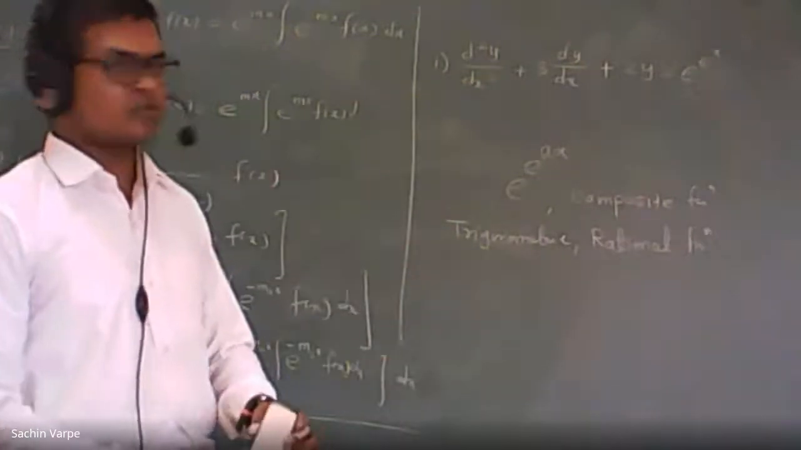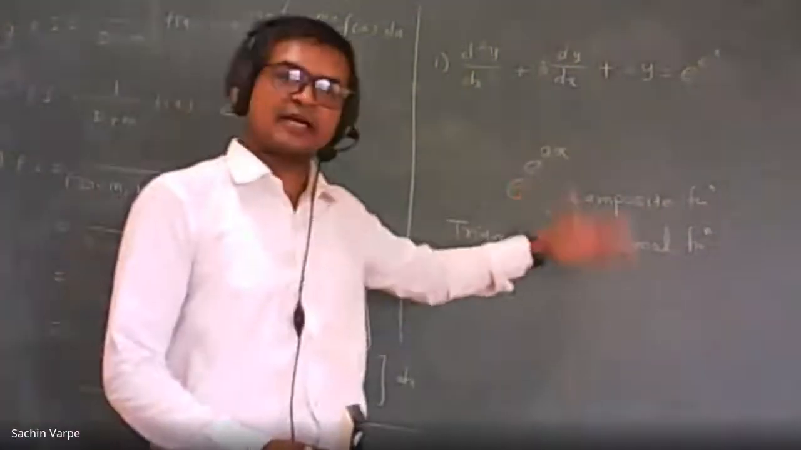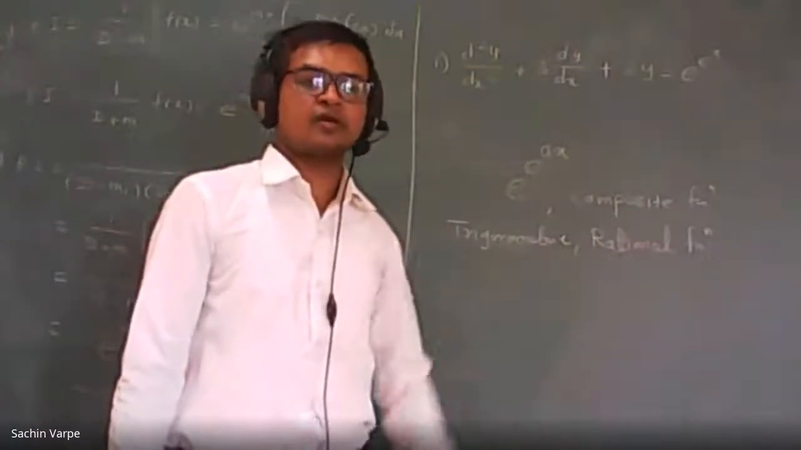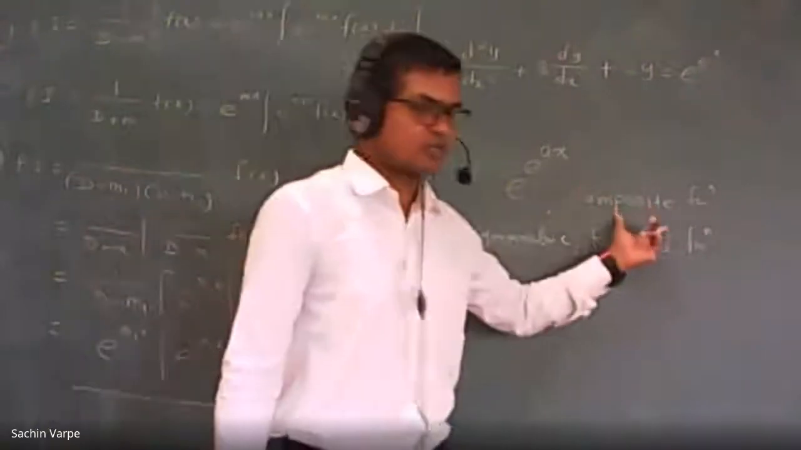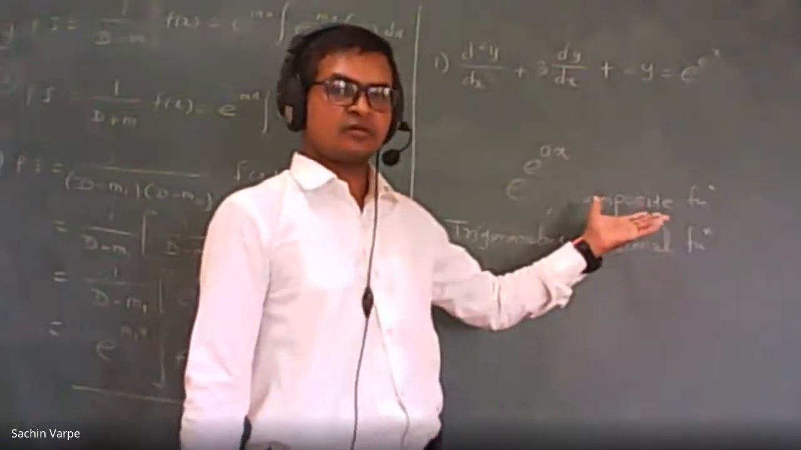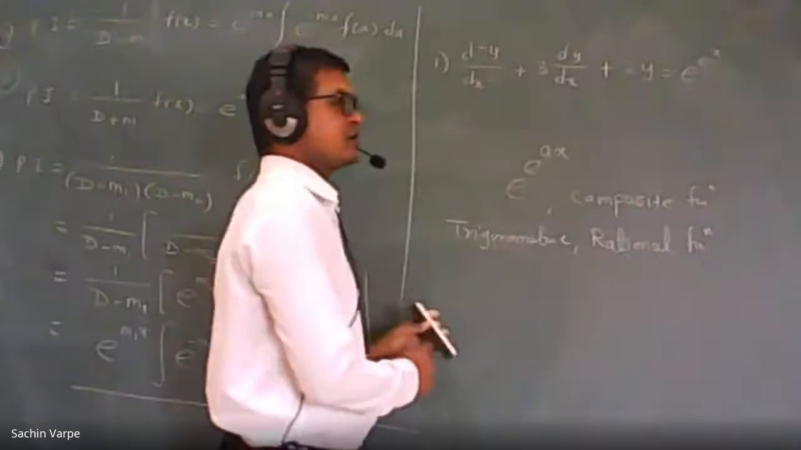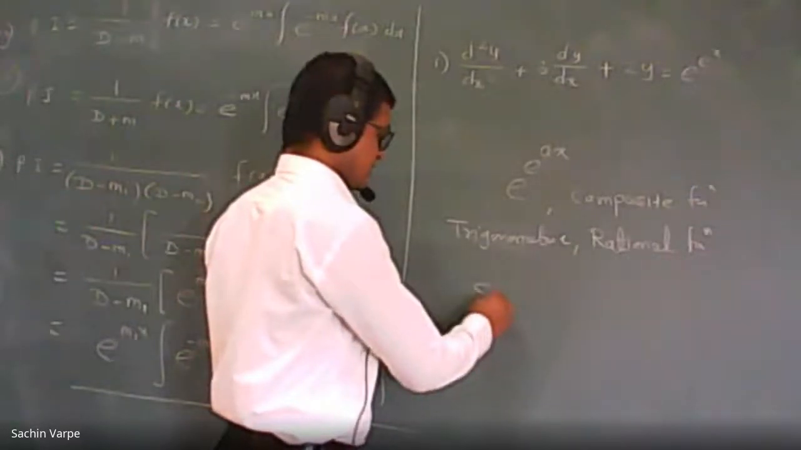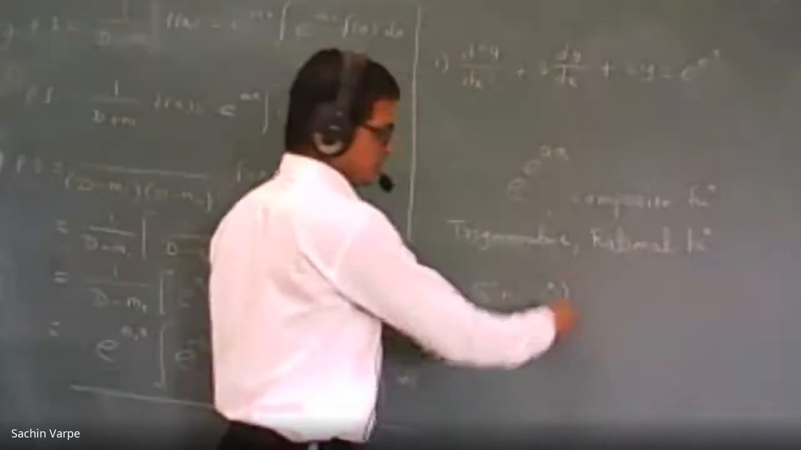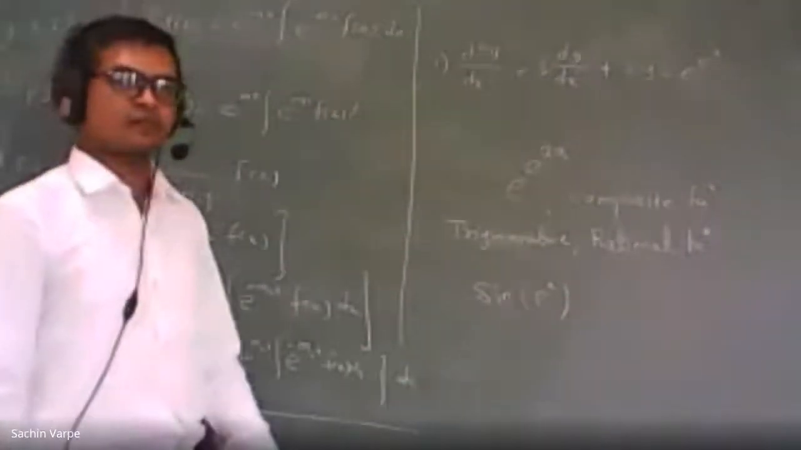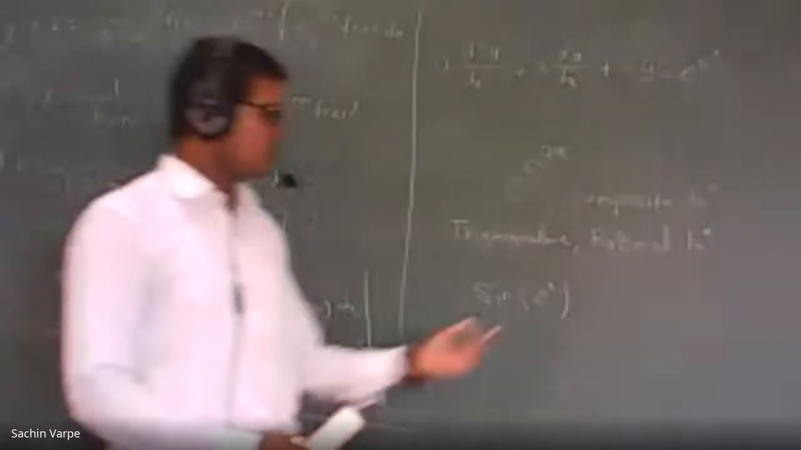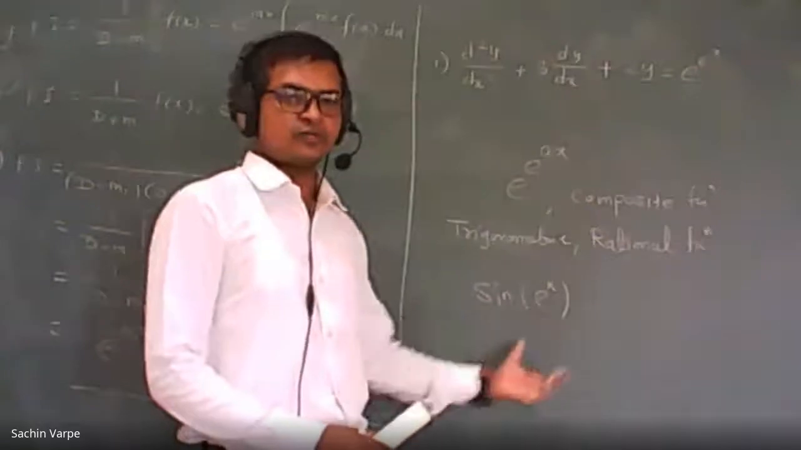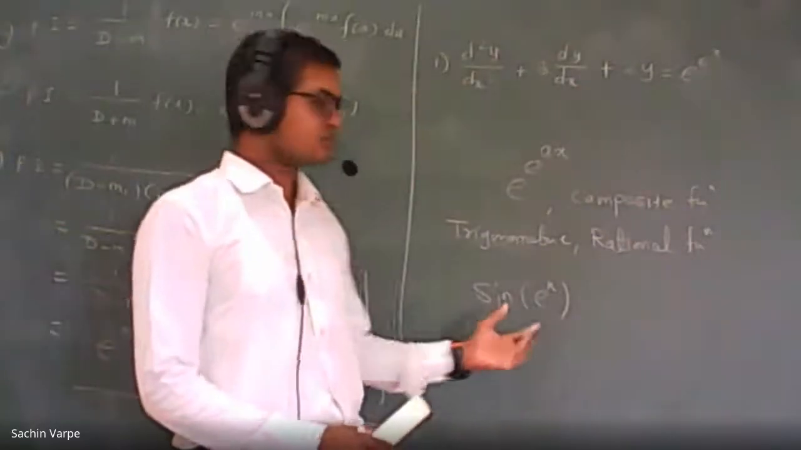Don't need to be confused if the right hand side is double exponential. Directly apply the general method because there is no option. Okay. If the right hand side is composite, what is meant by composite function? Composite functions, suppose like this, sine of e raised to x. Here we have two functions. One is sine and one is exponential function. So such functions are called composite functions.